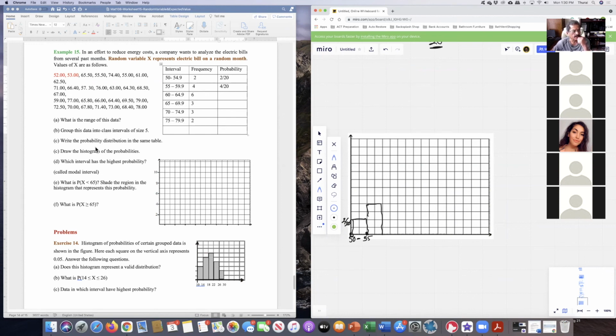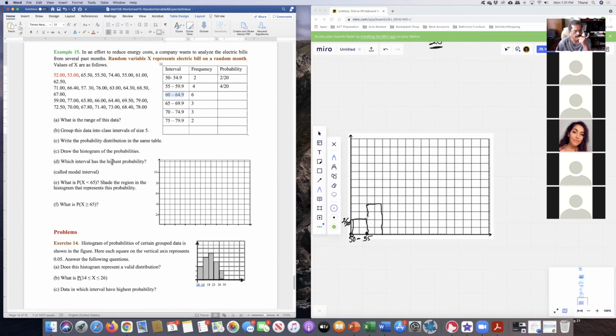Let's answer these questions. Write the probability distribution. That's what I did in the last column. Probability distribution is what the last column is. Draw the histogram of the probabilities. So if it says probabilities, then that means on the y-axis you have to show the probability. Which interval has the highest probability? Here I have the interval 60 to 65 has the highest probability. So what's the conclusion from that? That means the highest number of grades fall into the interval, if these are grades, or these are electric bills. The highest number of bills fall in the interval 60 to 65, and you'll be able to see that from the histogram.